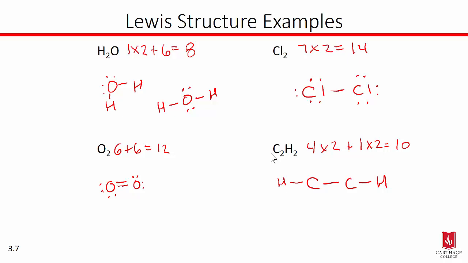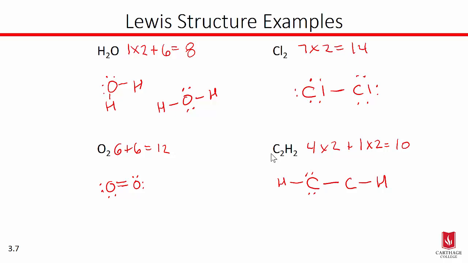Now I know I don't want to draw them around hydrogens because they're perfectly happy as they are. They only need 2. They have 2. So the extra 4 electrons can be put on the carbon atoms. I'm going to put them on the one on the left here. So there's one pair, there's another pair. So I now have a total of 10 electrons: 2, 4, 6, 8, 10.